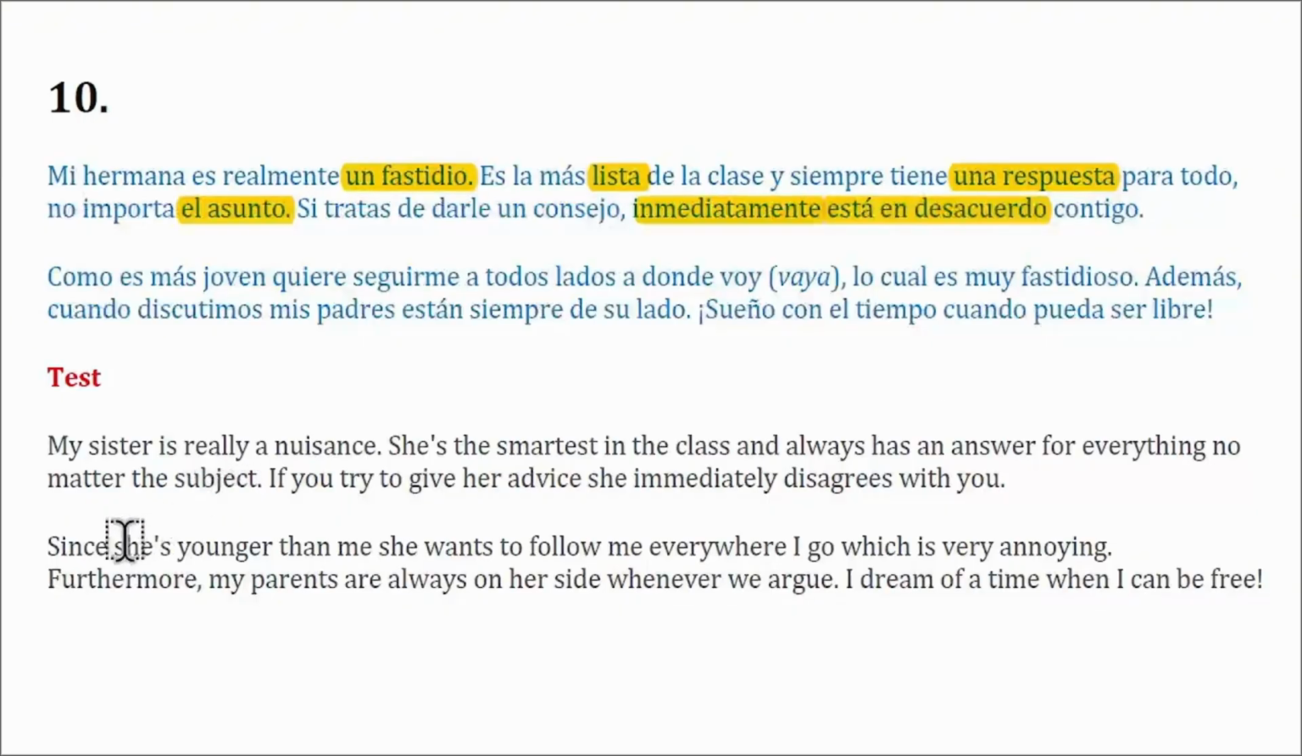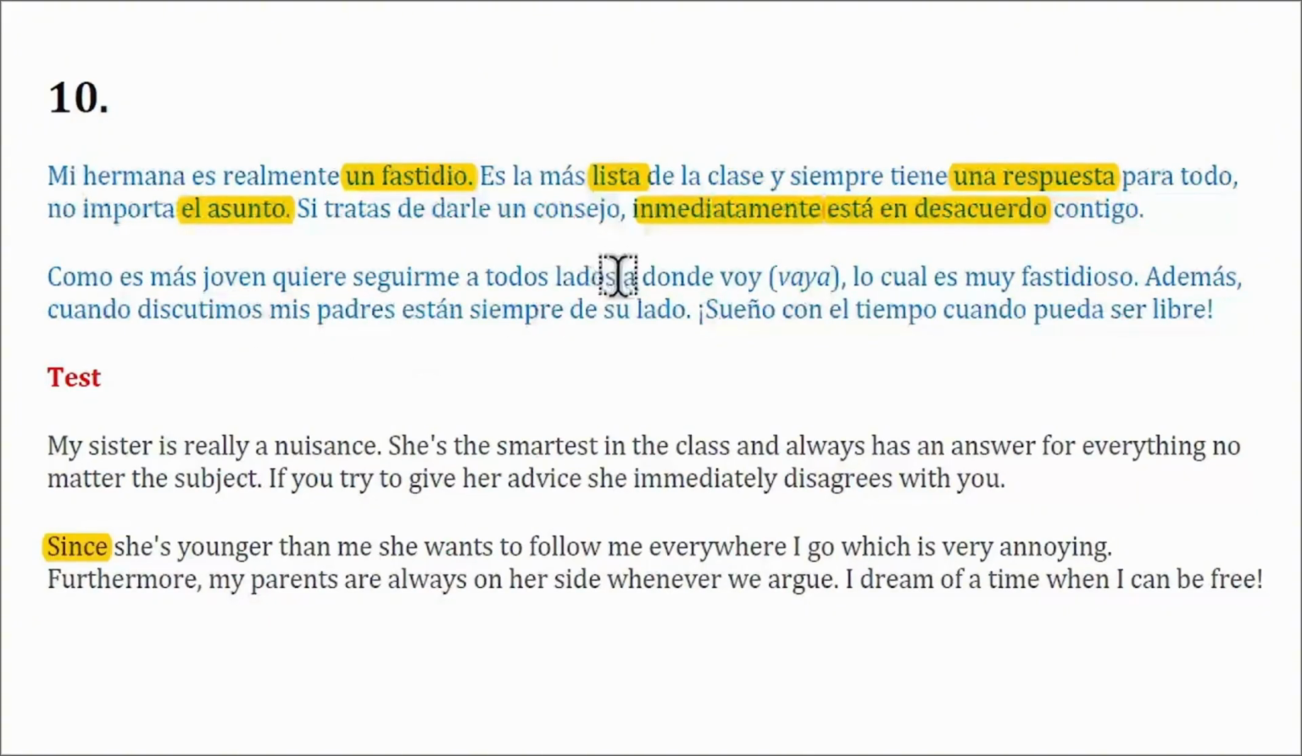If we look at the next paragraph in English, we have the word since here. But we could also say as she's younger than me. And this is what they do in Spanish. Como es más joven o más joven que yo, quiere seguirme a todos lados a donde voy. Now there's a few things here. So as she's younger or younger than me, más joven que yo, she wants to follow me everywhere.